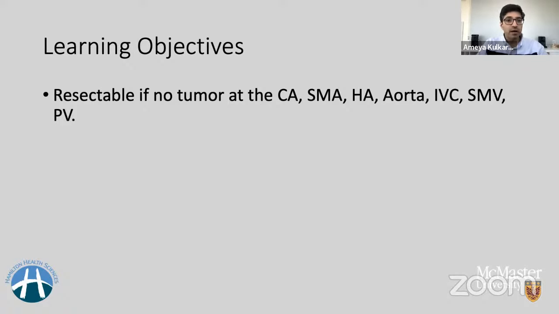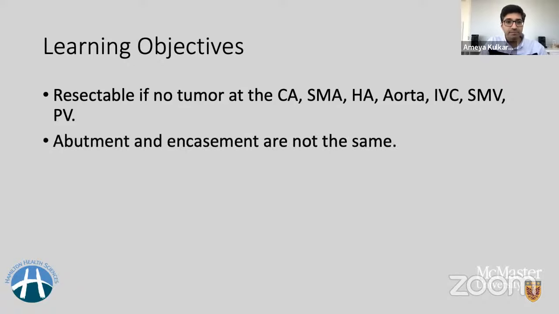Number one, the tumor is resectable if there is no tumor at the celiac axis, SMA, hepatic artery, aorta, IVC, SMV, and portal vein. So when you're doing this CT, if you don't see any tumor at these locations, and remember, we are talking about these assessments when the patient has no other metastatic disease, right? Remember that even a single focus of metastases anywhere is going to render this patient unfit for surgery. So in the absence of mets, if there is no disease at these vessels, the disease could safely be called resectable.